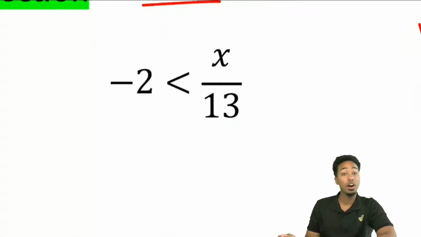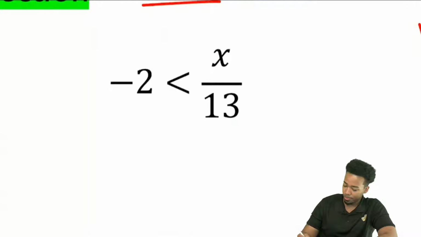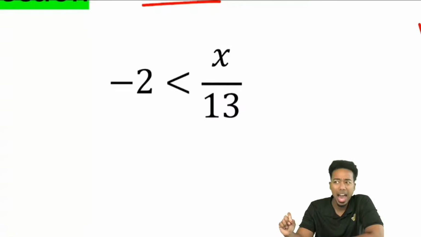So here we go. Everyone, we have x here, and x is being divided by 13. How do we get the x by itself?